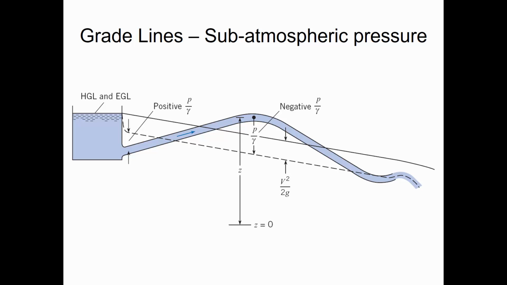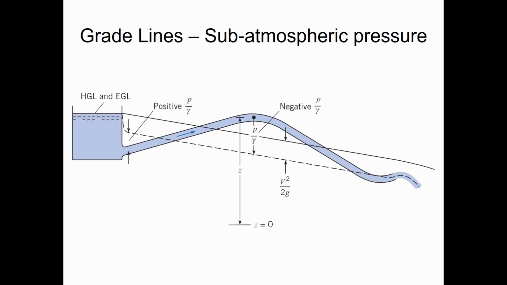This illustration makes the point that the EGL and the HGL is not affected by the physical elevation of the pipe. Like, these graphs are just a graph of energy. It's not a graph of where the water is. It's not a graph of where the pipe is. It's a graph of how much energy you have above a certain datum. And so you'll notice that even though the water in the pipe is going uphill and then is going downhill, that doesn't change the location of the EGL and the HGL.